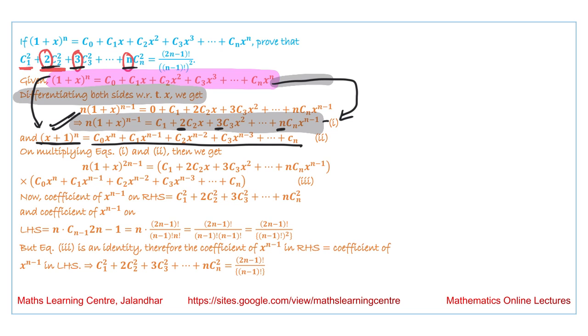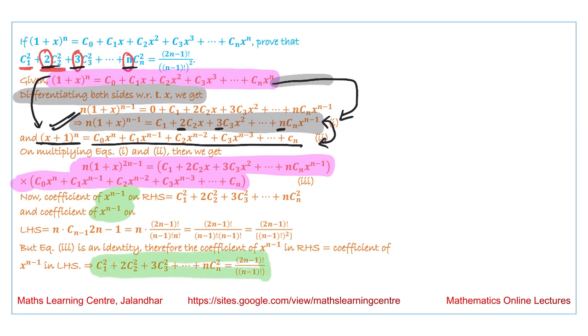When we multiply both these equations, we get n into this value, n into (1 + x)^(2n) is equal to this. It is the product of these two terms. Now again, if we equate the coefficient of x^(n-1) on both sides, we will obtain the required answer.